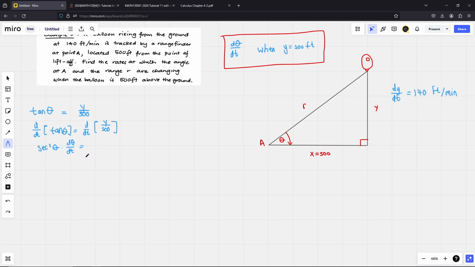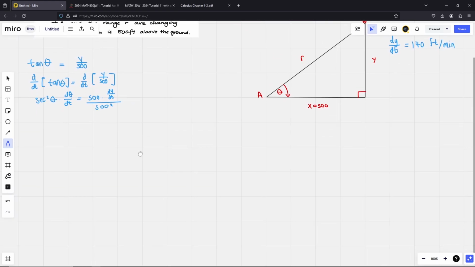So taking the derivative of y over 500 by quotient rule, I'm going to have the bottom multiplied by the derivative of the top, so that's going to be dy dt, and then minus the derivative of the bottom multiplied by the top, and that's just going to be 0, so I don't really need to write that. And this is going to be all over the bottom squared. Okay, so far so good.